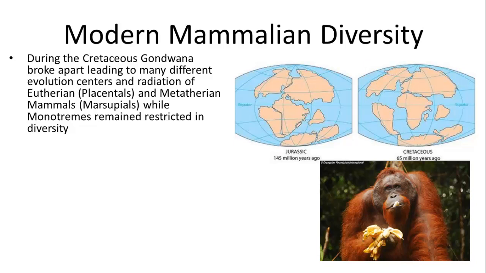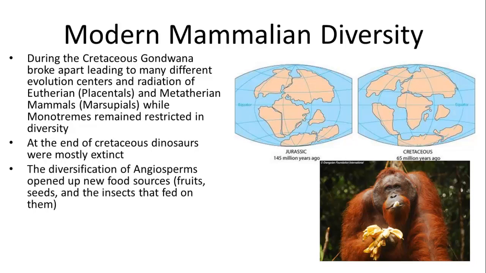So placental or Eutherian and Metatherian mammals then diversified greatly as the continents broke up and as the dinosaurs went extinct. So as they went extinct, they opened up many of these larger niches. And we also saw the diversification of new food sources through angiosperms, or flowering plants, with flowers and fruits and seeds, and the insects that fed on them became new prey sources. And all of this led to new niches, which could then be filled by the radiation of mammals.